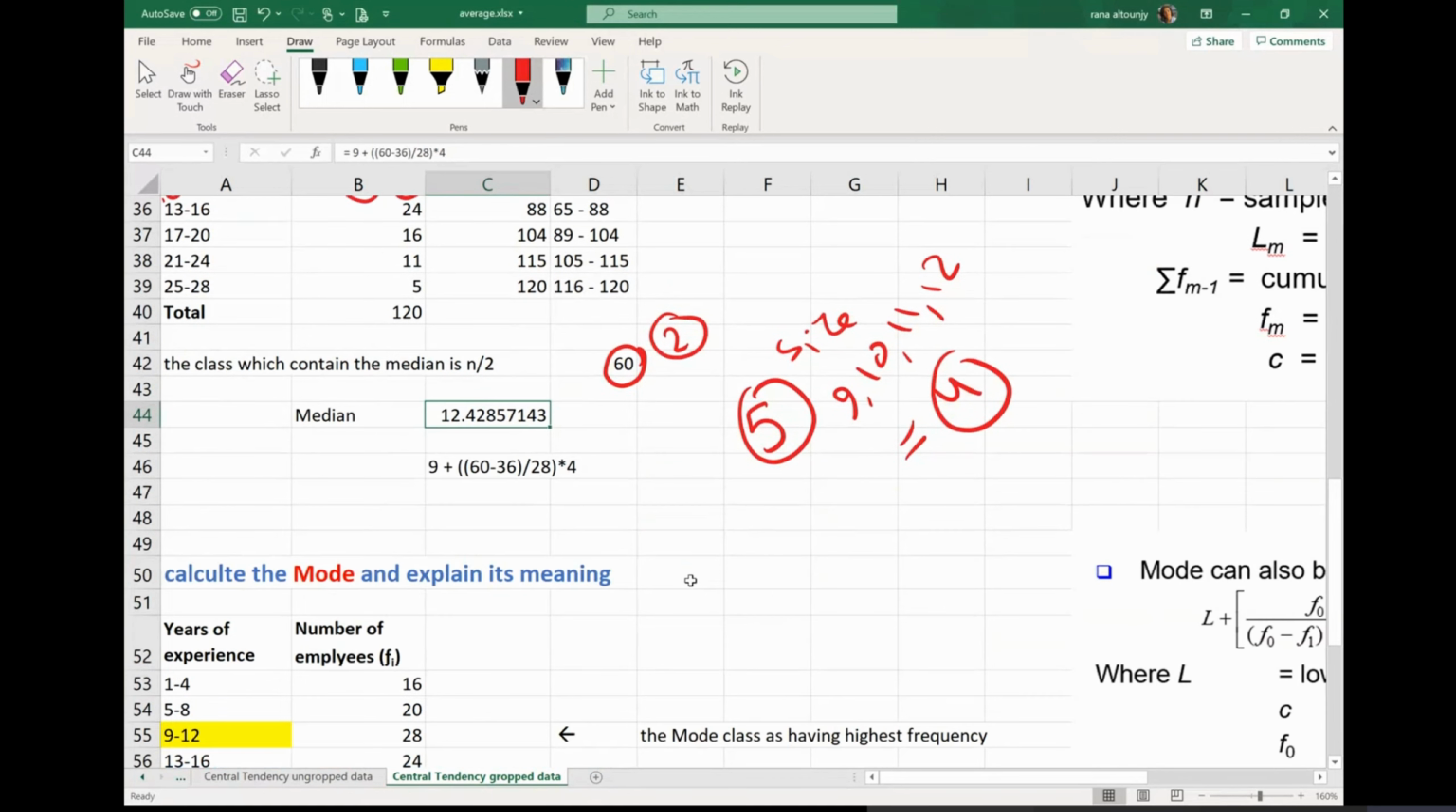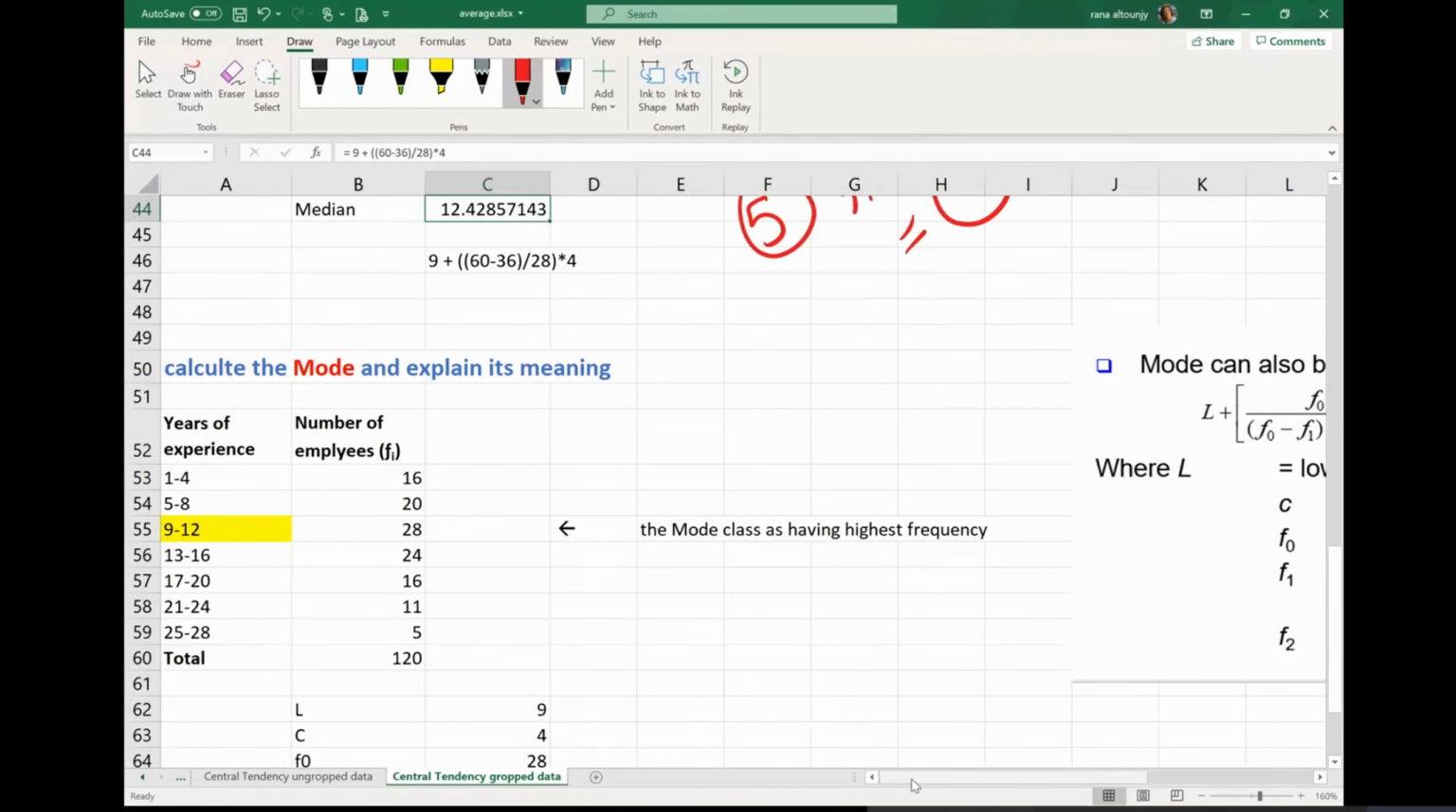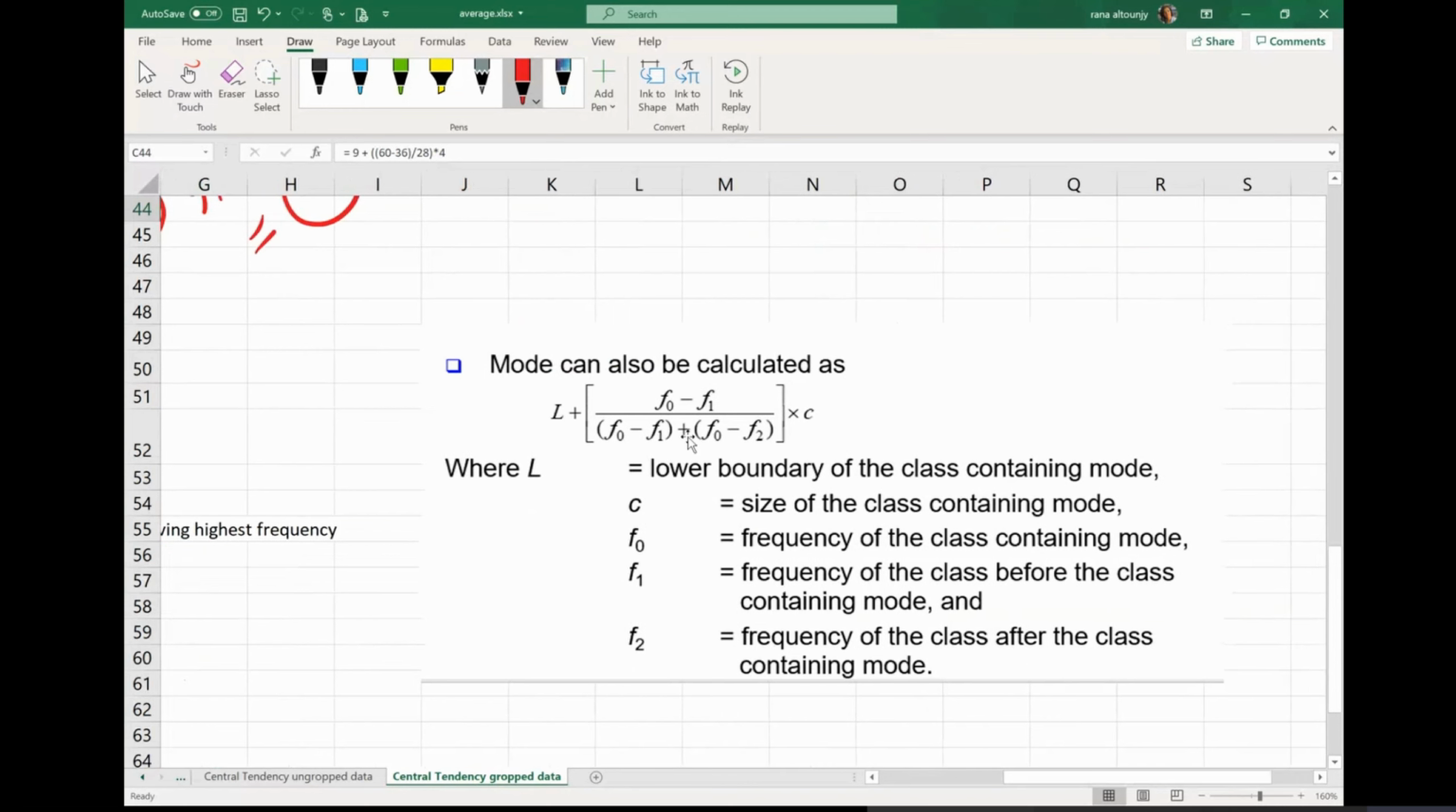Okay, so let's calculate the mode for the grouped data. If we go a little bit down, we are still working in the same example. Here we have another equation. I know some equations are complicated, but you have to learn them, so no choice. Please memorize those equations. The third equation is related to the mode of grouped data, the value that occurred many times. So let's find the mode in the grouped data.